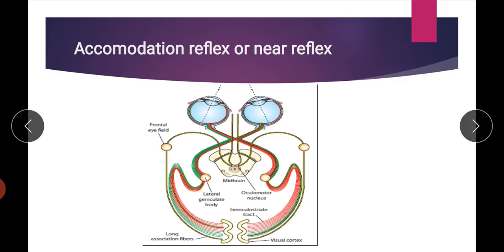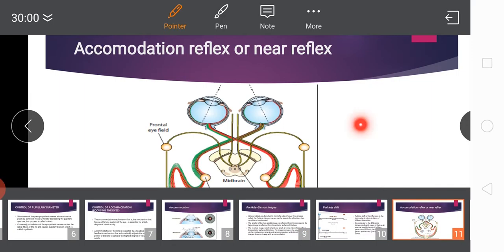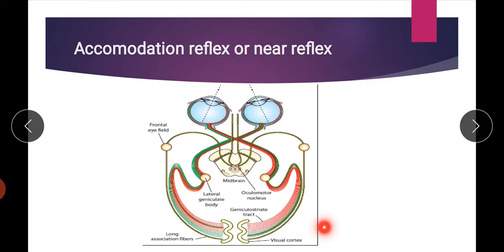Simultaneously it also causes convergence of the eyes by stimulating the oculomotor nuclei. Because of the stimulation of the oculomotor nuclei, it also causes medial rotation of the eyeball. Because the fibers from each eye go half towards the other side and half towards the same side, both halves of the visual cortex are stimulated, and that's why the response occurs in both eyes.